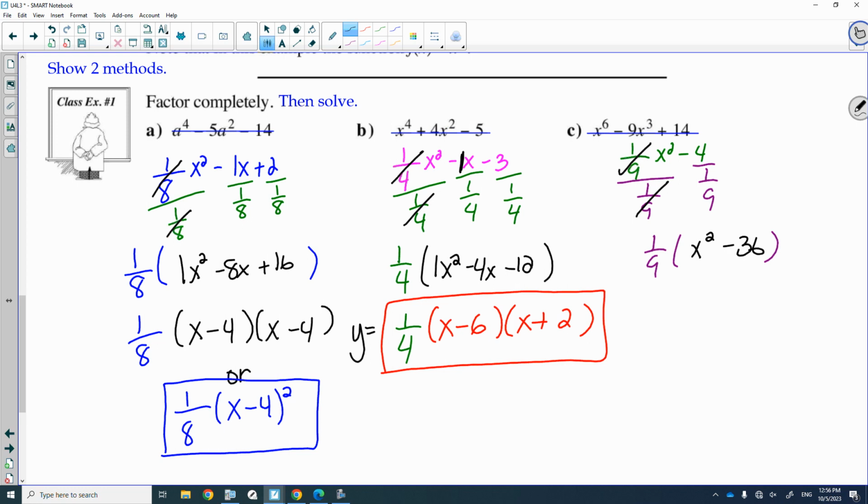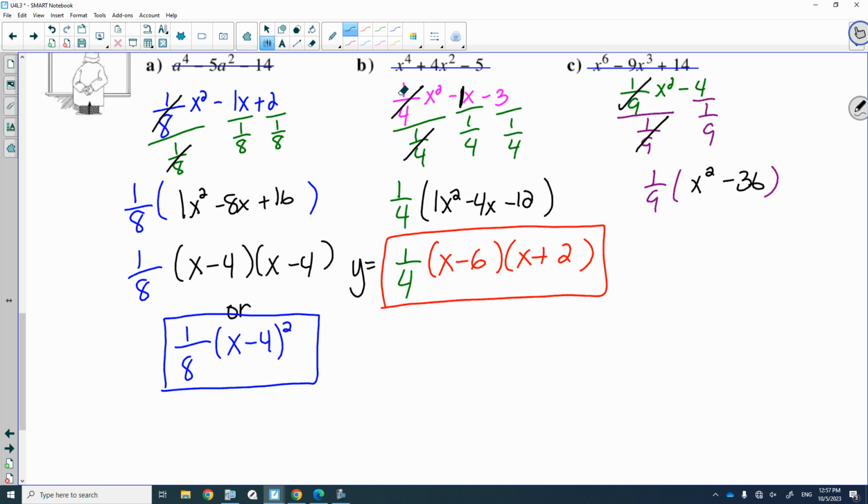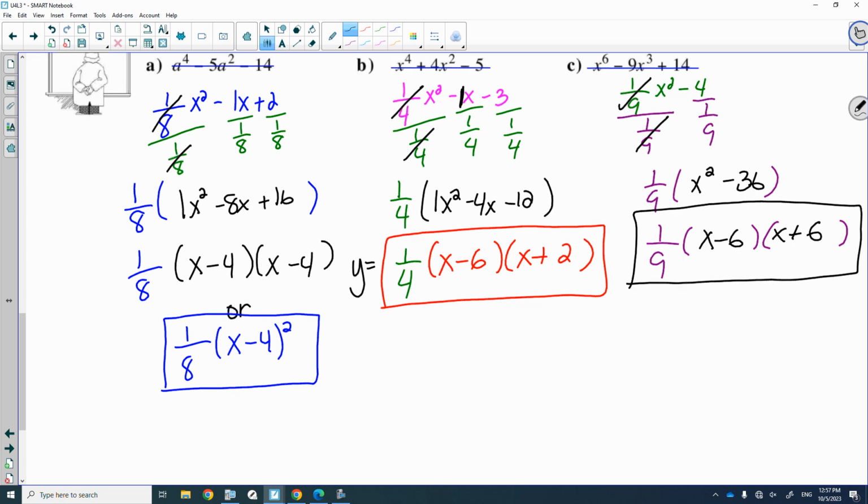Sophie, how are you going to factor that? Difference of squares. 1/9. Ryan, what's one of my factors if this is a difference of squares? X minus 6. Gabby, what's the other one? Yep. That's the answer.